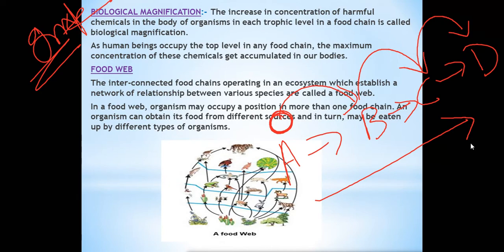called biological magnification. For example, we humans, we are eating different types of plants and animals. In plants also pesticides, insecticides are used, and in animals also various types of harmful chemicals are present. So what will happen, in our body also those chemicals, insecticides or pesticides will enter, right, and it will accumulate in our body. So we are also affected because of those pesticides and insecticides which are used for the plants. So that is called biological magnification. What is biological magnification? Increase in the concentration of harmful chemicals in the body of organisms is called biological magnification.